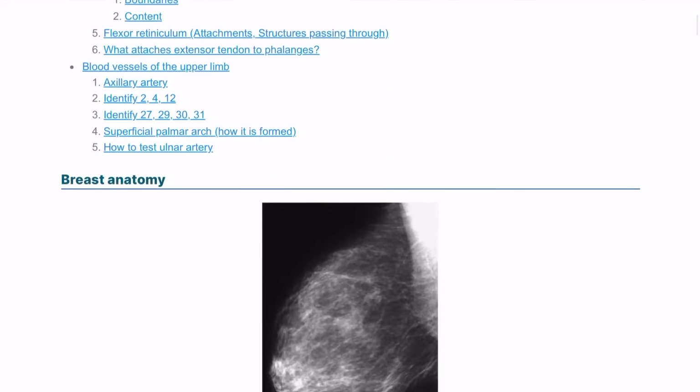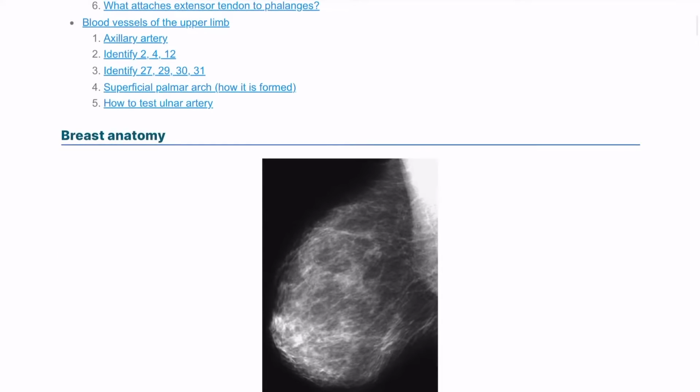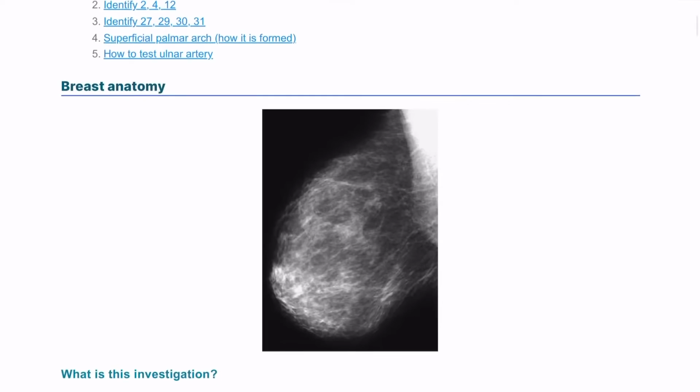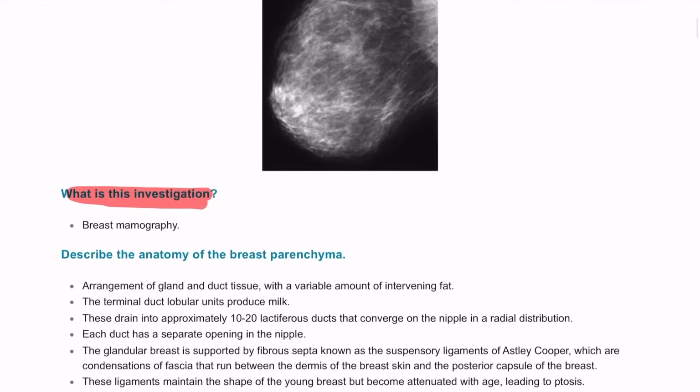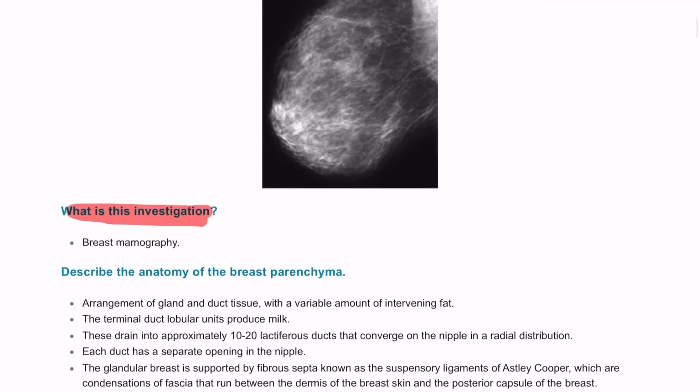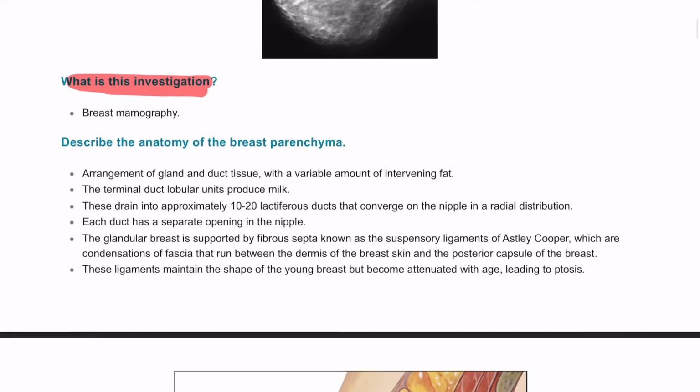All right, so we're going to start by looking at this photo. This looks like a mammogram of the breast. The first question is asking, what is this investigation? So this is a mammogram of the breast. And then it's asking to describe the anatomy of the breast parenchyma. So bottom line, you need to summarize all of this. You don't really need to remember word for word.